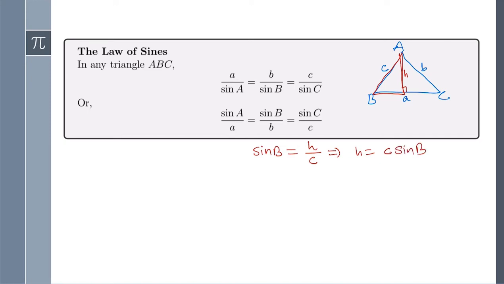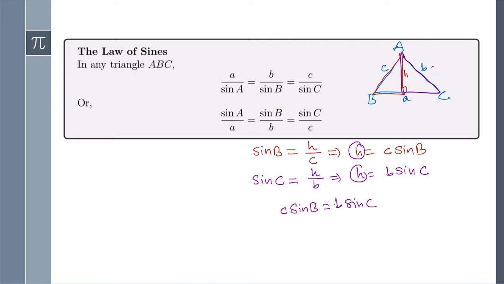Similarly, if we use the other right triangle and find sine of c, we get the opposite side, which is h, over b. If we multiply by b, we get h equals b sine c. This is the same height, so we can say c times sine b equals b times sine c. Then if we divide by bc on both sides, c cancels out, so we have sine b over b equals sine c over c.